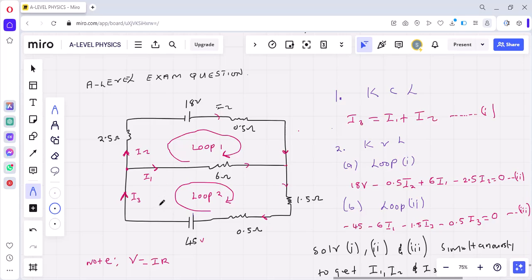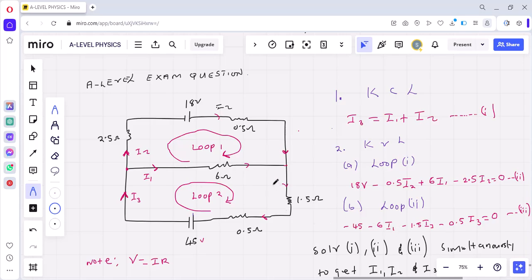Then I continue the movement. Now I'm at this point, the 6 ohms resistor. I'm moving through this resistor here in the direction of current 1. So there will be a potential drop here given by 6 times I1. This will give me a negative potential drop, and that's it there.